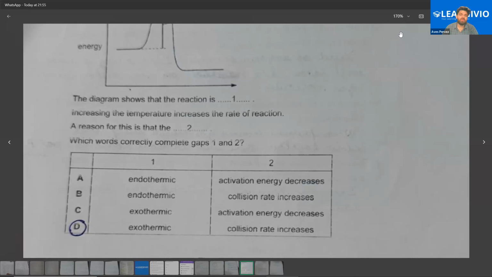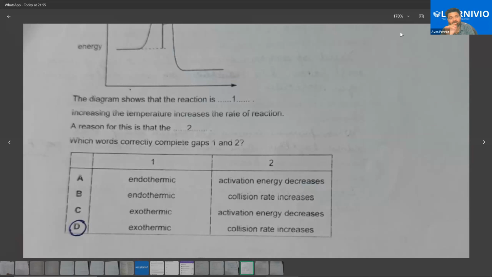One and two. But the first portion is just about this diagram. The second statement, increase in temperature, is a different statement, not related to the first one. If you think that it is an endothermic reaction... No, the diagram is related to this, but the second part is not related. The diagram shows that the reaction is endothermic. Then it is a full stop.